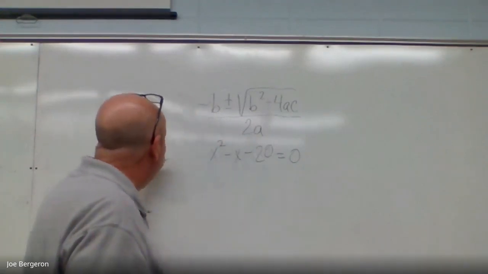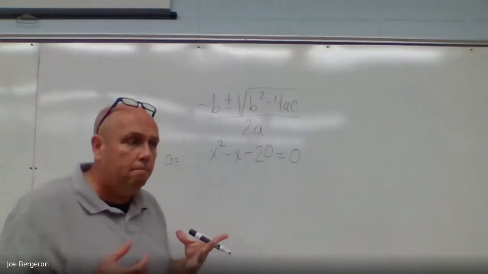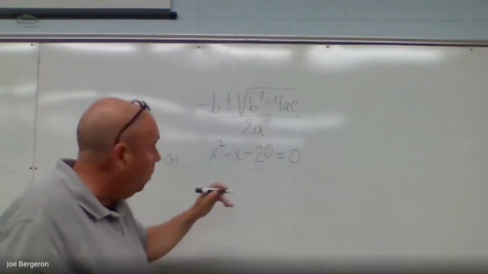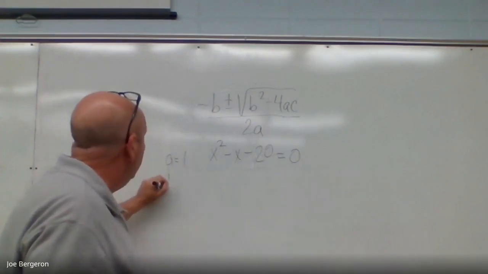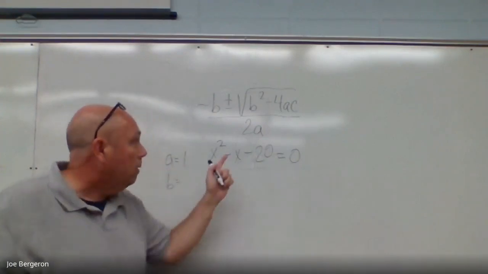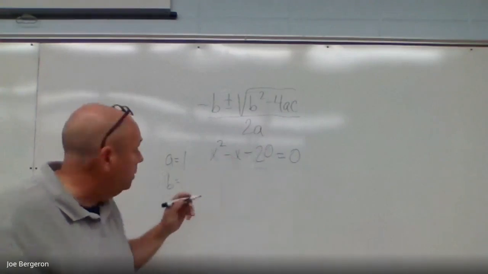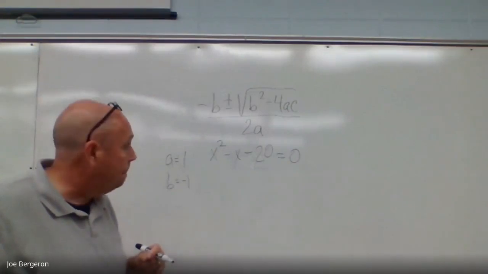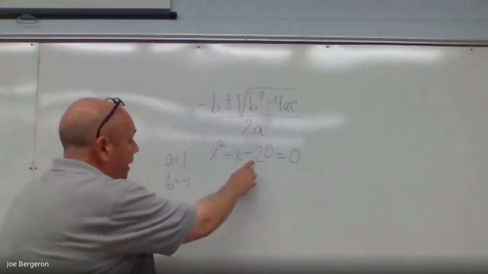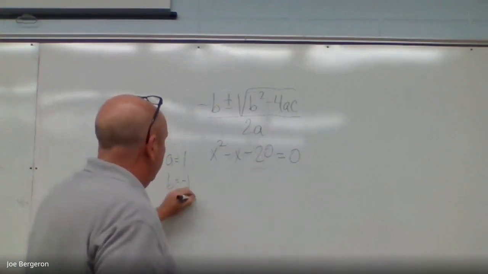Now, we need to break that down. What is our a in this quadratic equation? Well, the a would be the understood 1, okay? Now, what would the b be? Well, we look in front of the x and we have a negative sign. There is also an understood 1 there, so our b will be negative 1. Okay? Now, what will be our c? Well, our c will be negative 20. Okay?